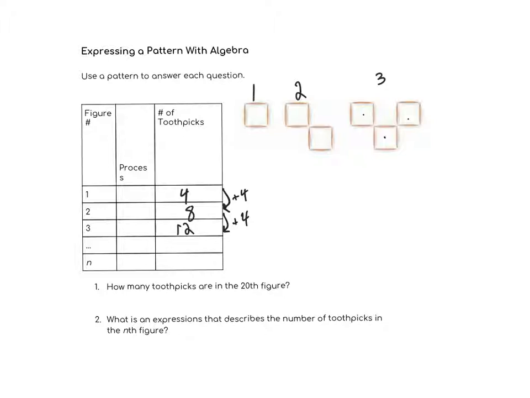So there's another way to think about this. Adding 4 each time, right? What is 1 times 4? 4. Is 2 times 4, 8? Yeah. 3 times 4 is 12. So really, I can answer number 2 first and ask, what's an expression that describes the number of toothpicks in the nth figure? I'm just taking whatever figure it is, times 4. So I have 4n.